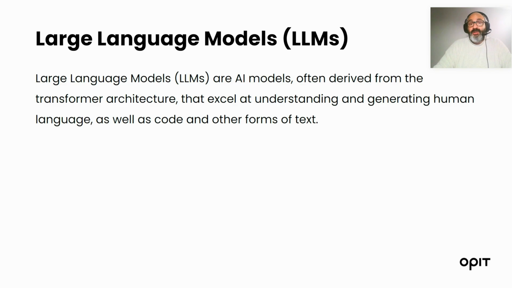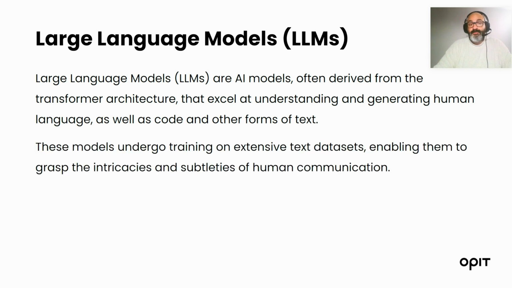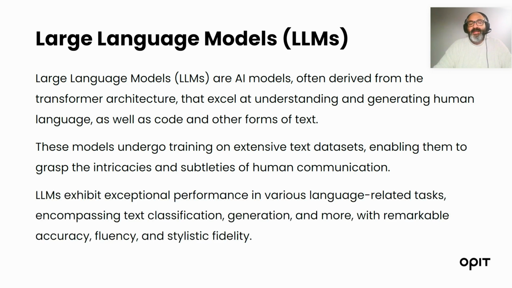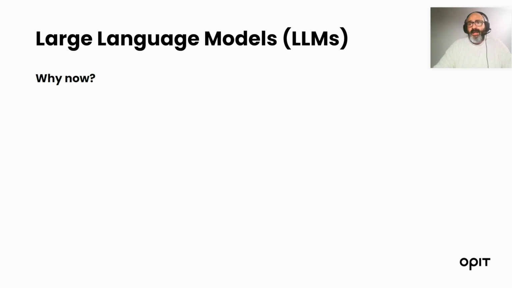What are then large language models? Large language models are AI models often derived from the transformer architecture that excel at understanding and generating human language, as well as code and other forms of text. These models undergo training on extensive text datasets, enabling them to grasp the intricacy and subtleties of human communication. LLMs exhibit exceptional performance in various language-related tasks, encompassing text classification, generation, and more, with remarkable accuracy, fluency, and stylistic fidelity.